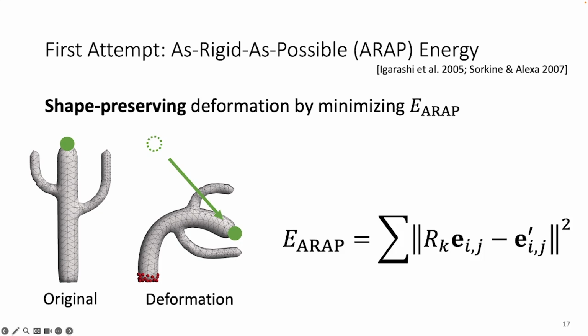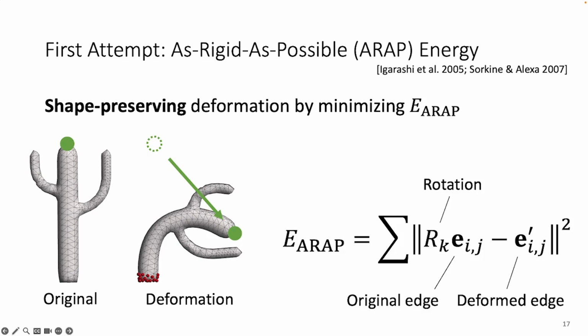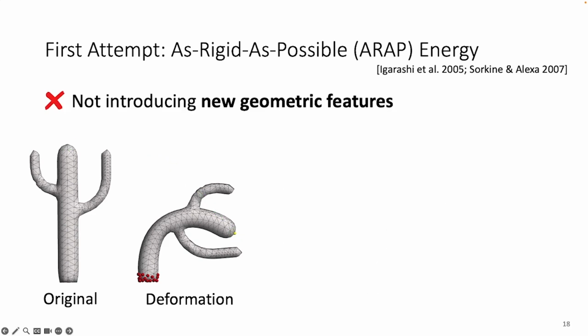ARAP deforms the shape by minimizing an energy function, which encourages the rigid transformation of local neighbors. This ARAP framework could be incorporated into our optimization iteration as a geometric regularizer. However, the original ARAP is not suited for our optimization because it's often too restrictive.